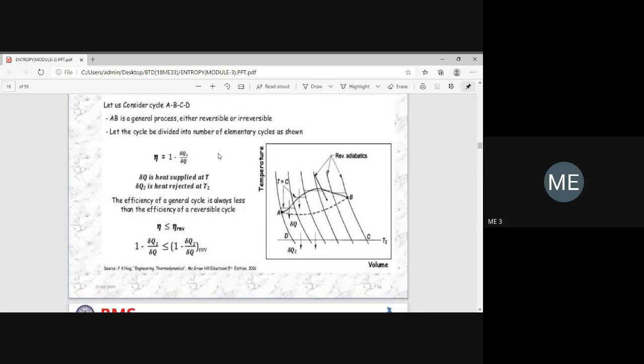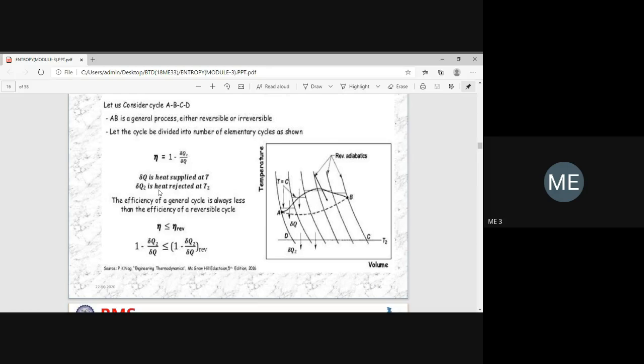Now we know that the efficiency of any cycle is given by the amount of heat supplied minus the amount of heat rejected, divided by the amount of heat supplied. That is Q1 minus Q2 divided by Q1. But here we consider dq as the heat added to the system, and dq2 as the heat rejected from the system.